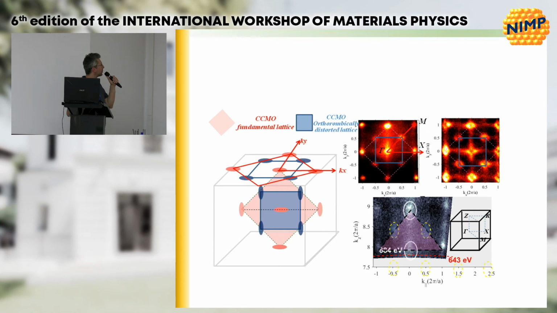Signature of orthorhombic distortion in another manganite, cerium doped calcium manganese oxide, shows the appearance of additional features to the fundamental cubic lattice corresponding to the orthorhombic lattice here, in addition to the fundamental lattice.